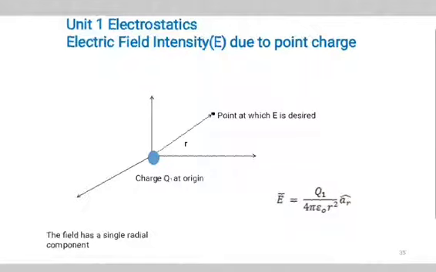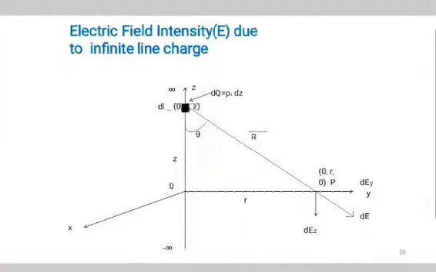Next is electric field intensity due to point charge. Here the charge Q is at the origin and the point at which E is desired. The equation for E bar is Q by 4 pi epsilon 0 r square, and the field has a single radial component.